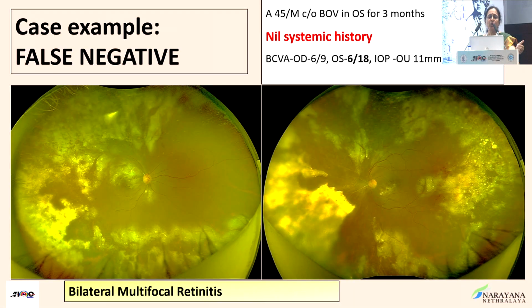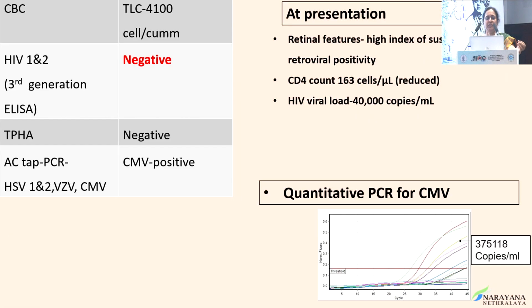Next is a case of a false negative. Here, a 45-year-old male presented with decrease in vision since 3 months. There was no systemic history, however we probed the patient. Bilateral multifocal retinitis, suggestive of probably CMV. We did the investigations. Serology for HIV 1 and 2 came negative from our lab. We reconfirmed it. TPHA is negative. Aqueous tap PCR came positive for CMV.